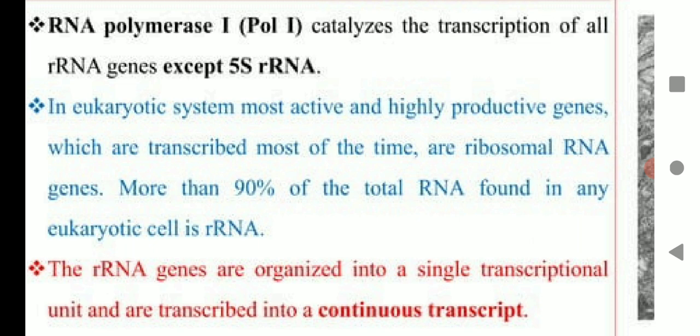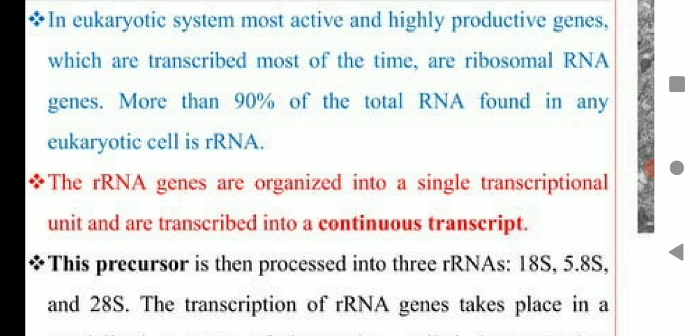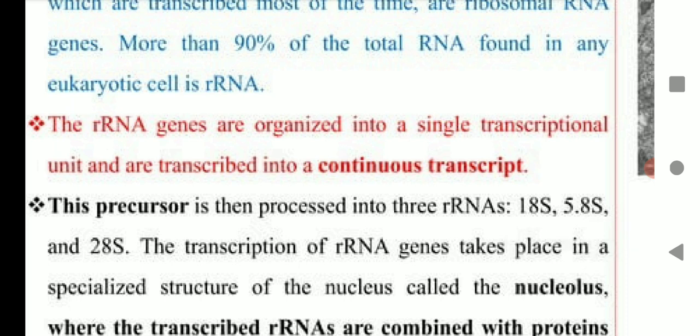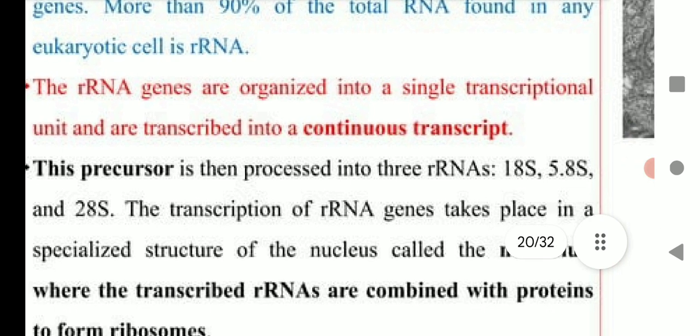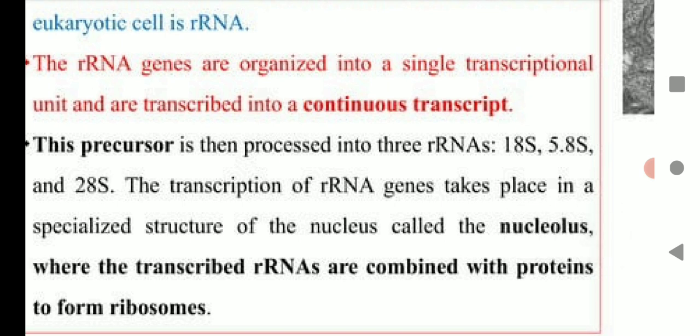The rRNA genes are mainly organized into a single transcriptional unit, containing 18S, 5.8S and 28S. All these rRNAs are not individually synthesized. They are synthesized continuously, interrupted by spacer nucleotides. The nucleotides which separate one rRNA from the other are called spacer nucleotides. It's a continuous transcript, which we call the precursor. The precursor is further processed to individual rRNAs, that is 18S, 5.8S and 28S. The transcription of the rRNA takes place in a specialized structure of the nucleus called the nucleolus, where the RNAs are transcribed and combined with protein to form the complete ribosome.